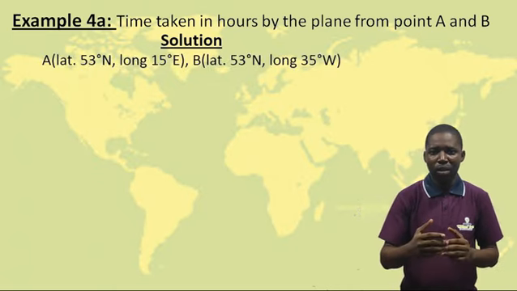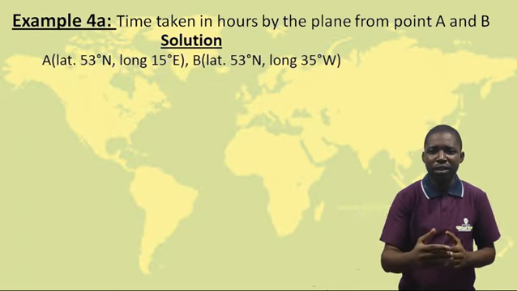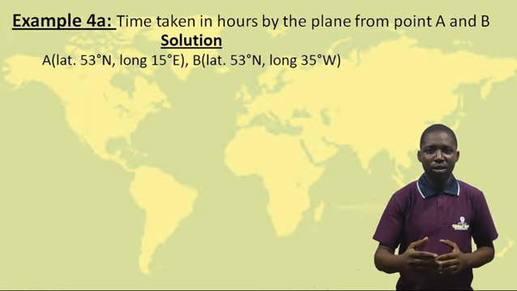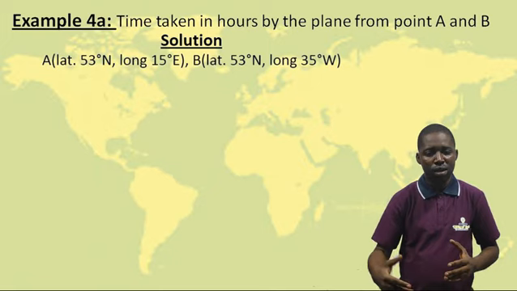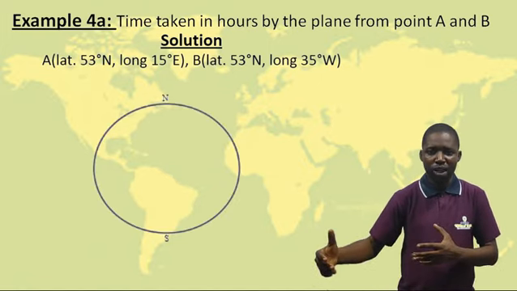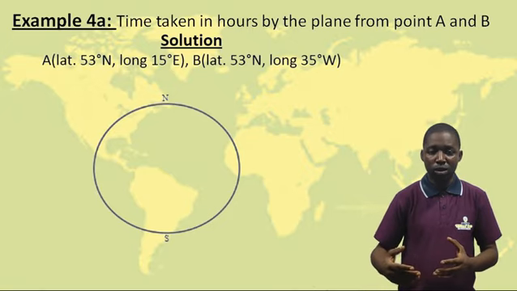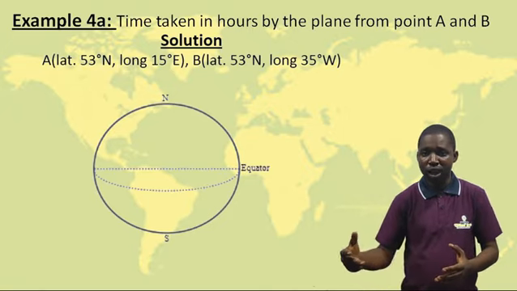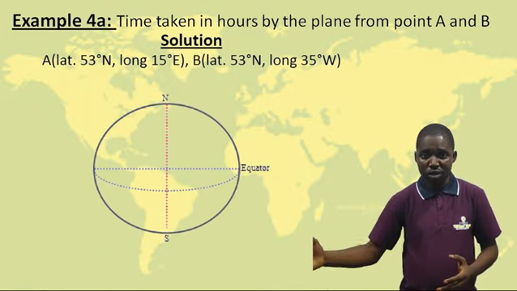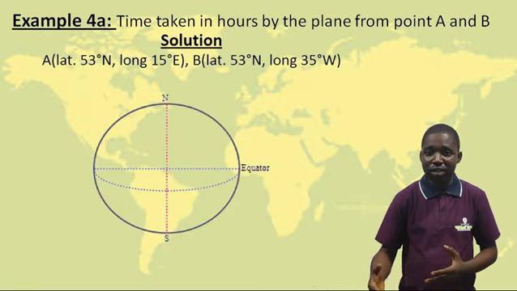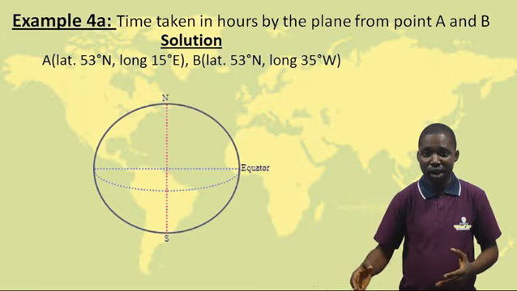Okay, now for point A, we have 53 degrees north and longitude 15 degrees east. Let me just represent that on the globe straight. Now, we start with our circle. We draw the special latitude and longitude. Start with the latitude, the blue dotted line. That's the equator. Then we take the special longitude, that is the Greenwich meridian, which is the red dotted line.